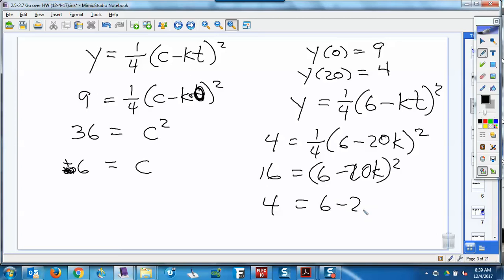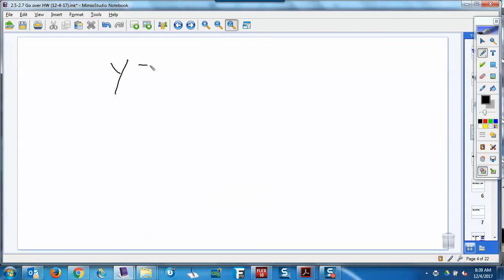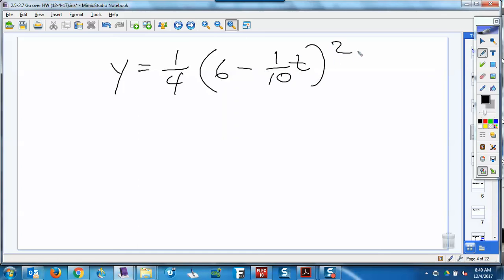Remember, this is my C minus KT right here. It's got to be positive, so I don't need to do plus or minus there. So we take away 6, that's negative 2. So we get K equals 1/10, or 0.1. So I now know that y is equal to 1/4 (6 minus 1/10 t) squared. I now know the depth of my liquid at any time.